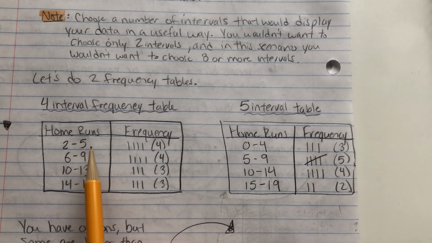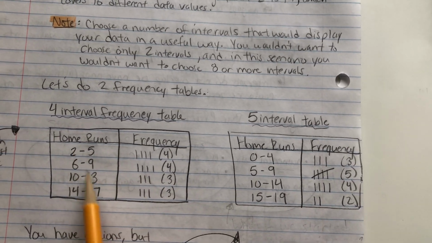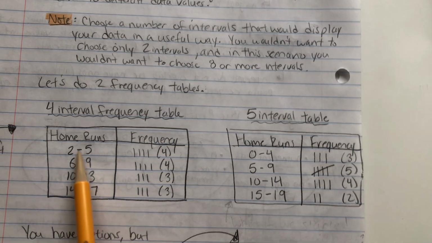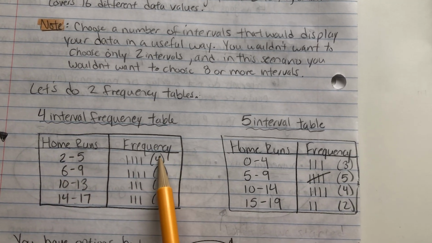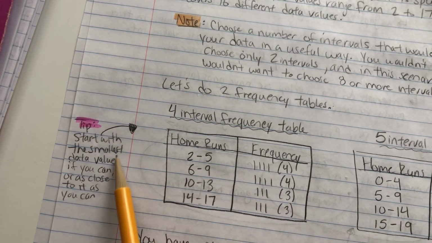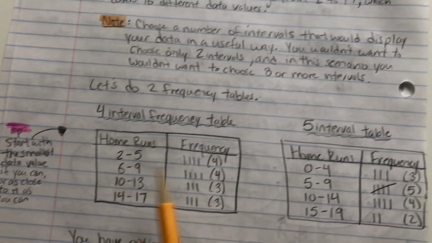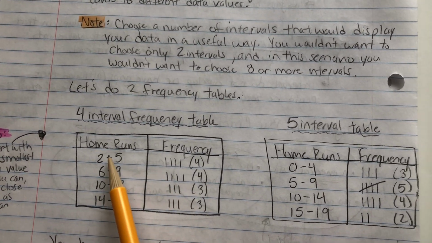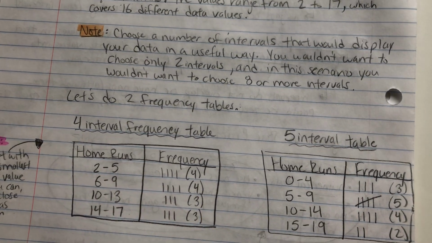In this case, my lowest is 2, my highest is 17, so it works out nicely if I split it into 4 intervals of 4 data values. You'll notice that the data is spread out pretty nicely. Here's a tip: start with the smallest data value if you can, or as close to it as possible. If we were doing 4 intervals and we started with 0, then we'd end up having 5 different sections instead of 4, which is fine.